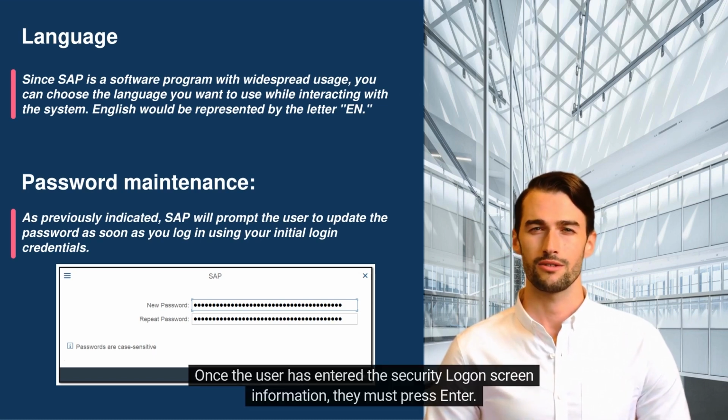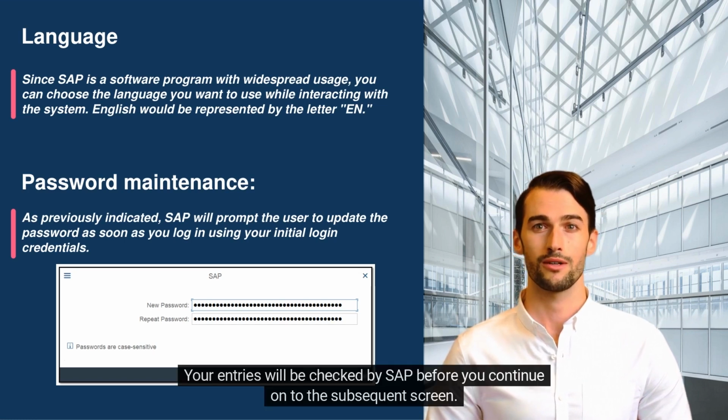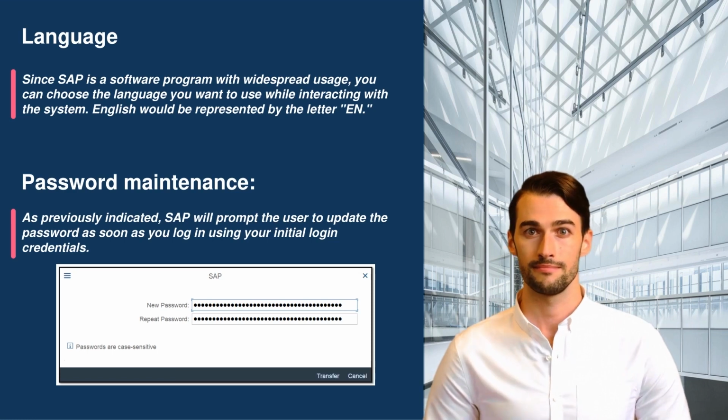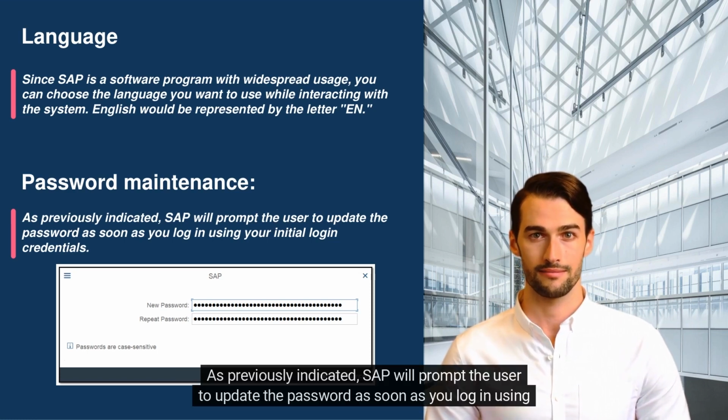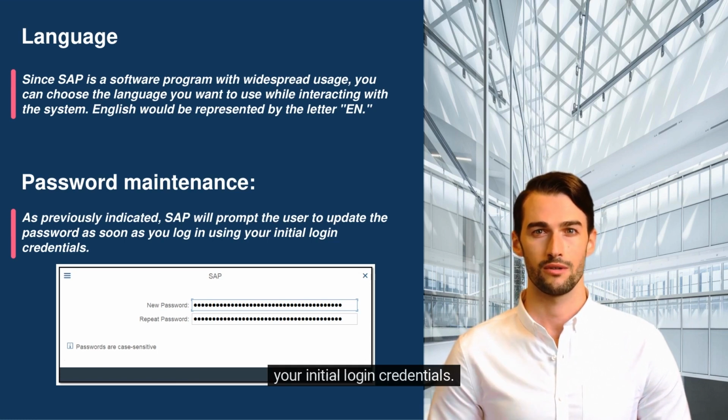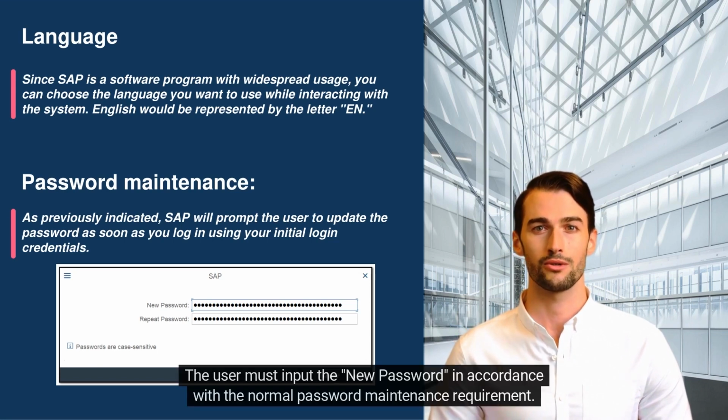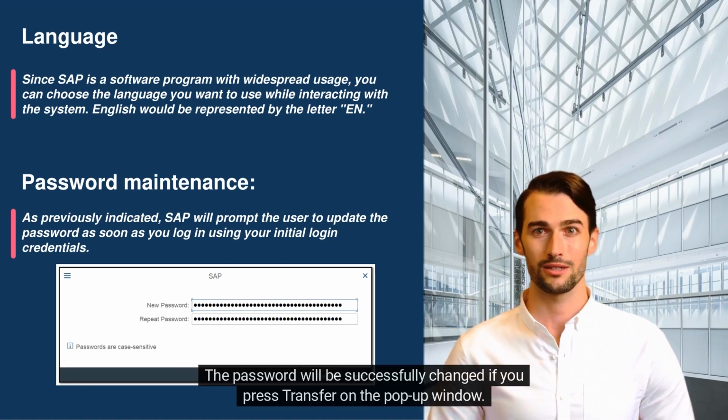Once the user has entered the security logon screen information, they must press Enter. Your entries will be checked by SAP before you continue on to the subsequent screen. As previously indicated, SAP will prompt the user to update the password as soon as you log in using your initial login credentials. The user must input the new password in accordance with the normal password maintenance requirement. The password will be successfully changed if you press Transfer on the pop-up window.